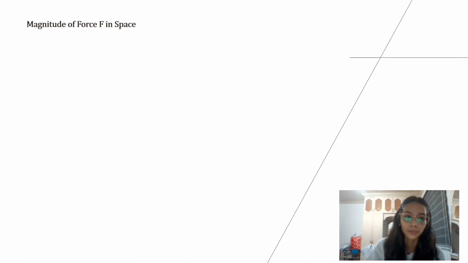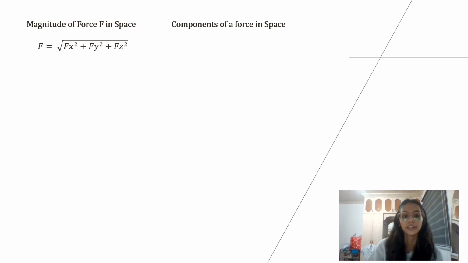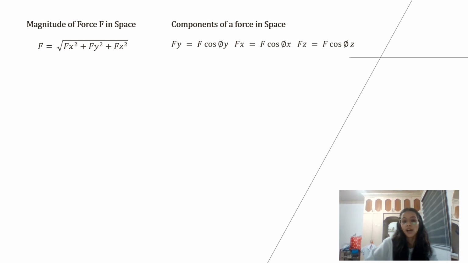The magnitude of force F in space is F equals the square root of Fx squared plus Fy squared plus Fz squared. The components of a force in space are Fy equals F cosine theta y, Fx equals F cosine theta x, and Fz equals F cosine theta z.